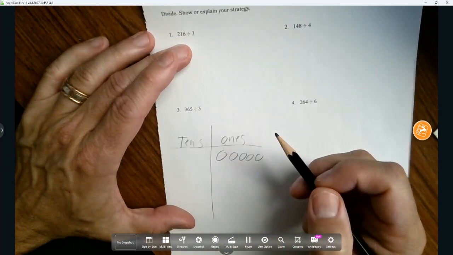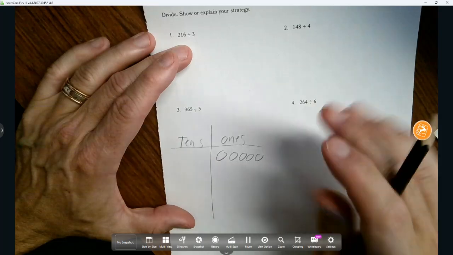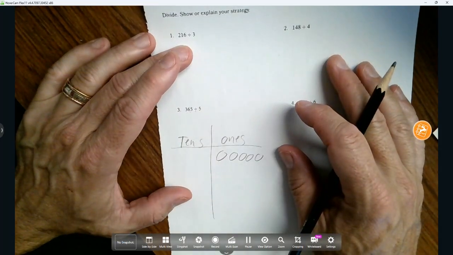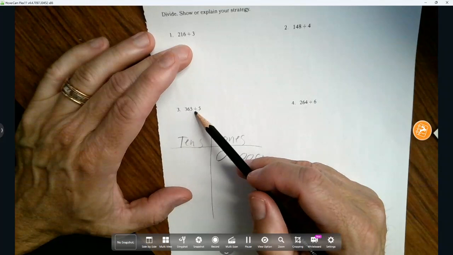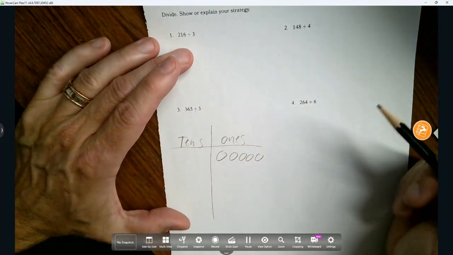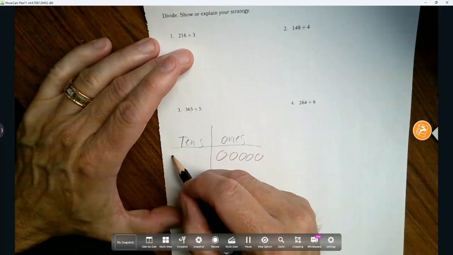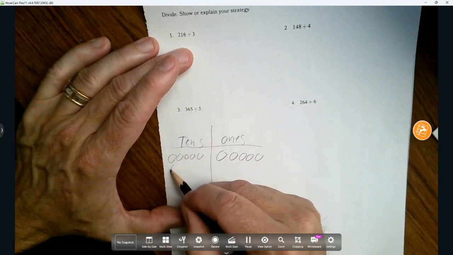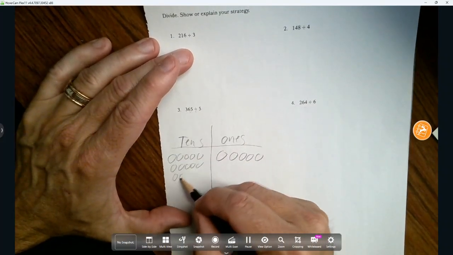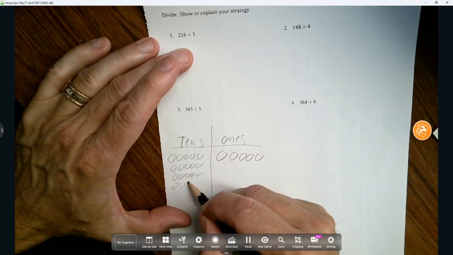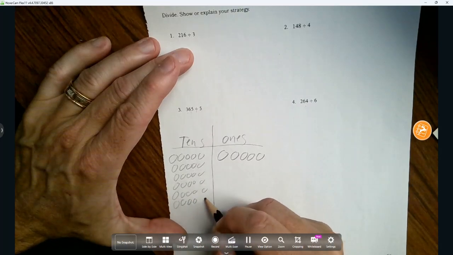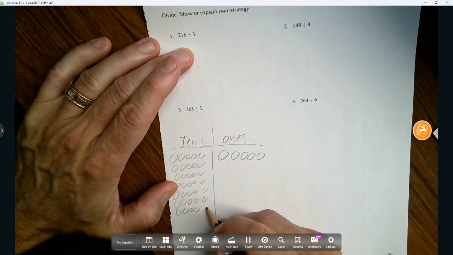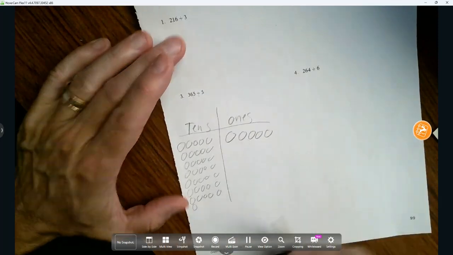I need 36. Oh my goodness, 36 tens. Whew. That's a lot of tens. But we're dividing by fives. So 3 is smaller than 5, so I guess I've got to do it that way. It's going to be a lot. 1, 2, 3, 4, 5, 6, and so on, counting up to 36.